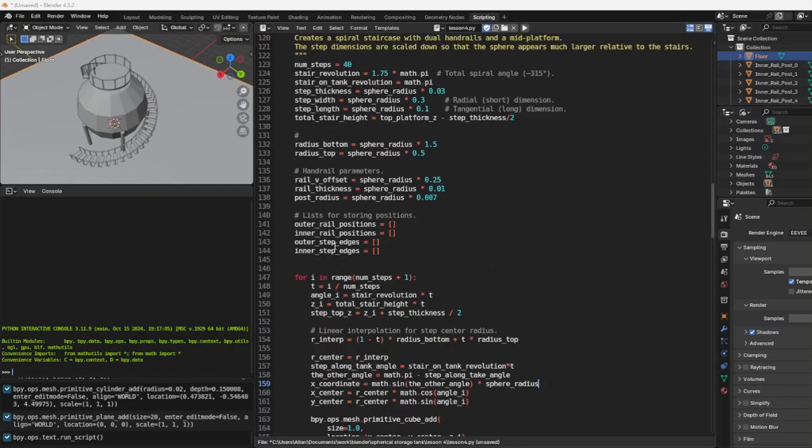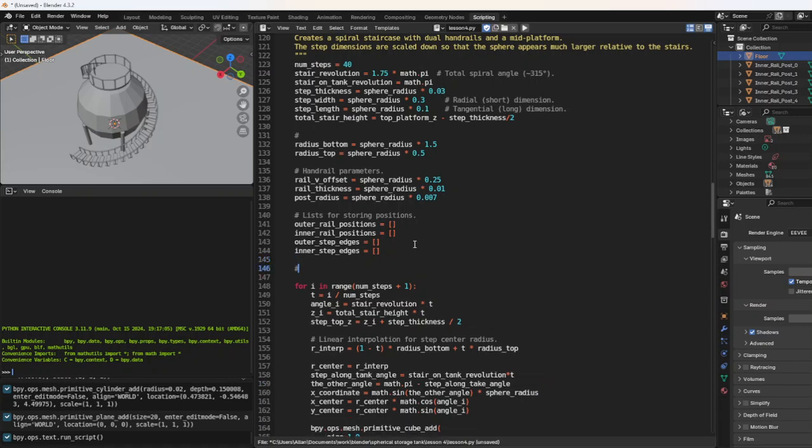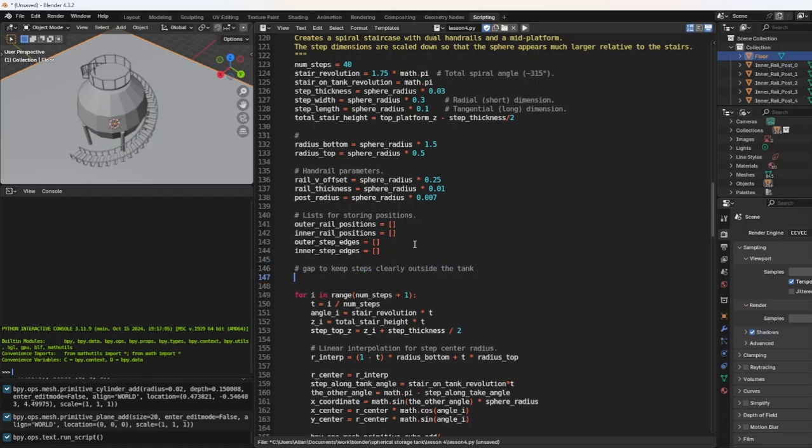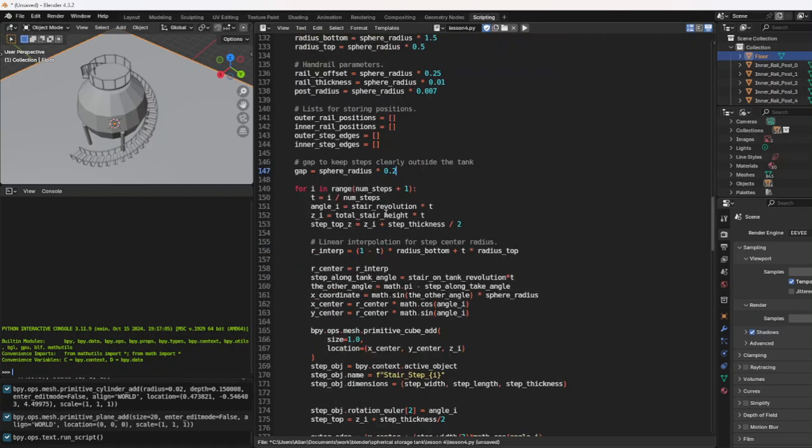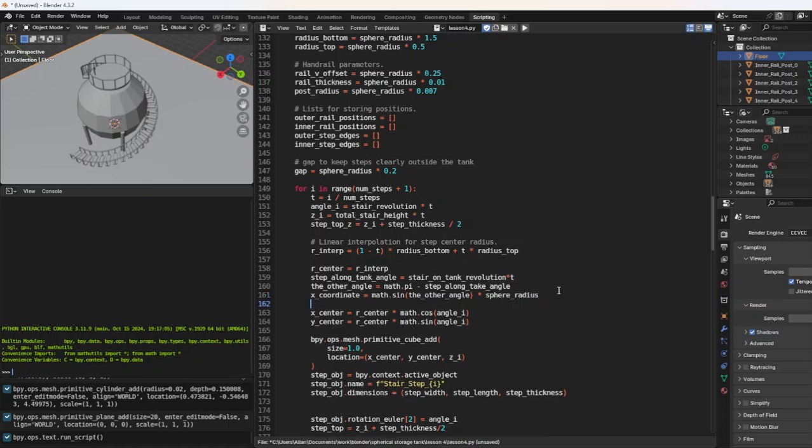So let's go up here. Gap to keep steps clearly outside the tank. Let's make the gap the 1.2, no 0.2 of the sphere radius. Now we create the gap. Let's go back here where it says R center. Where is it? X coordinate. Okay, here.